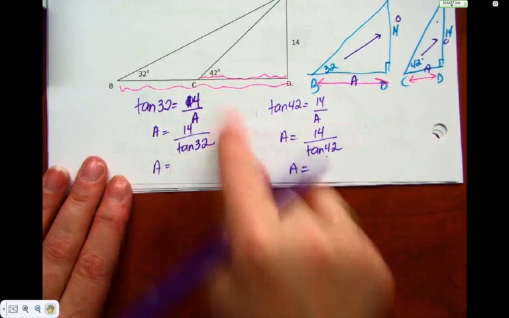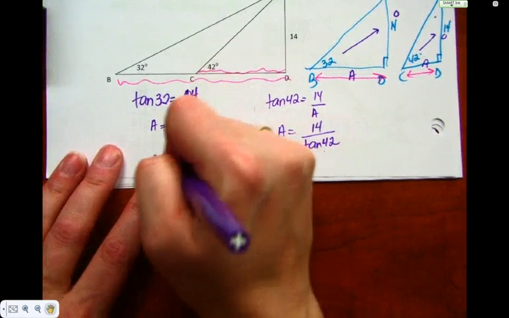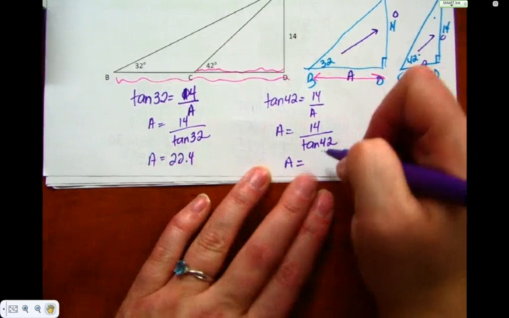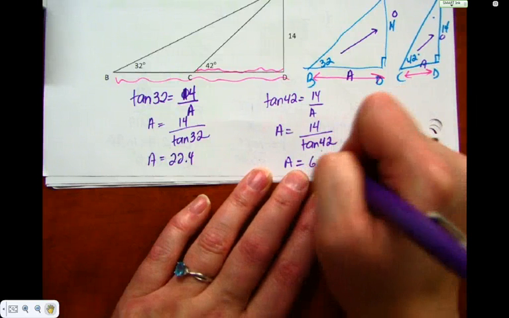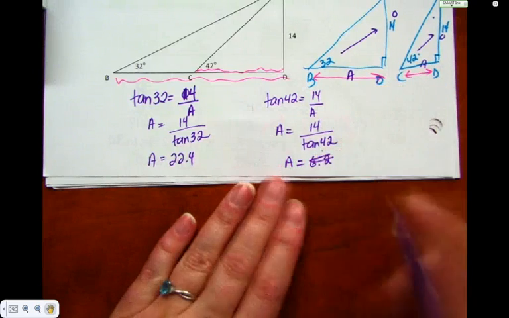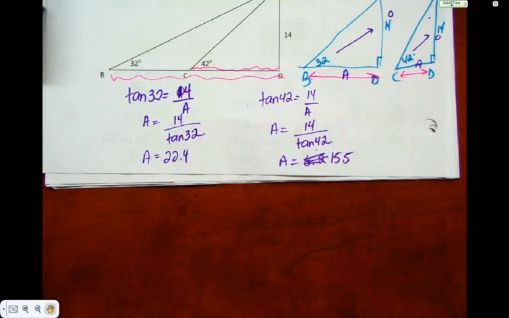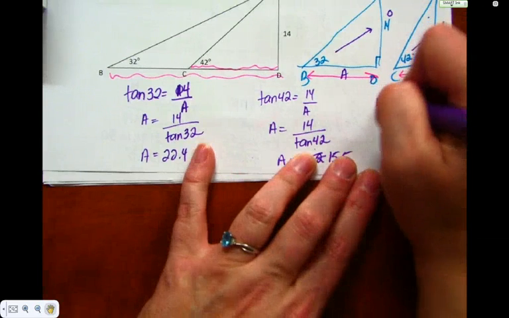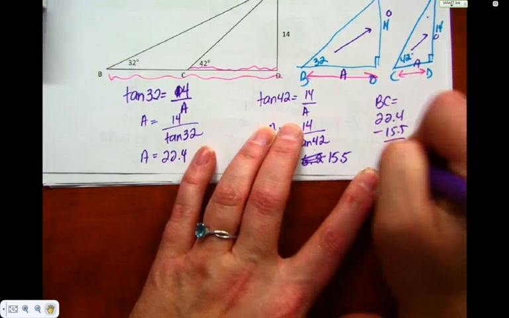Does somebody have a value for BD? Sorry, a little bit louder. 22.4. Can somebody confirm? Okay, CD? 6.2? 6. Oh, that's a 5. So I'm just looking for the second triangle. 15.5. That sounded confirmed. Okay, how do I find BC? Subtract them. And this was the 6.9?